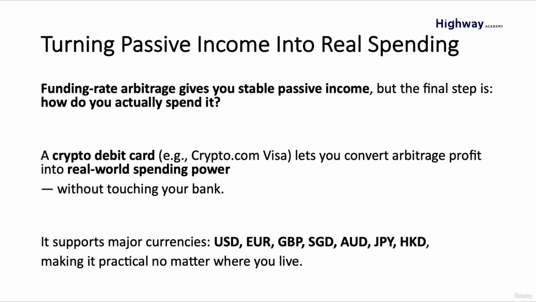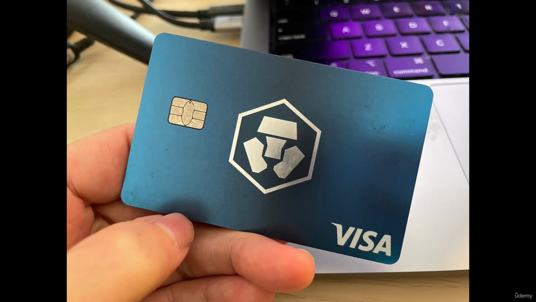People would trade the crypto into fiat currency, but some of you do not want the money back in the banking system for some reason. One of the simplest, smoothest ways to do this is by using a crypto debit card. Among the most widely used cards is the Crypto.com Visa card. So let me walk you through how it works, why it's convenient, and how you can use it to spend the passive income generated from your arbitrage strategy.